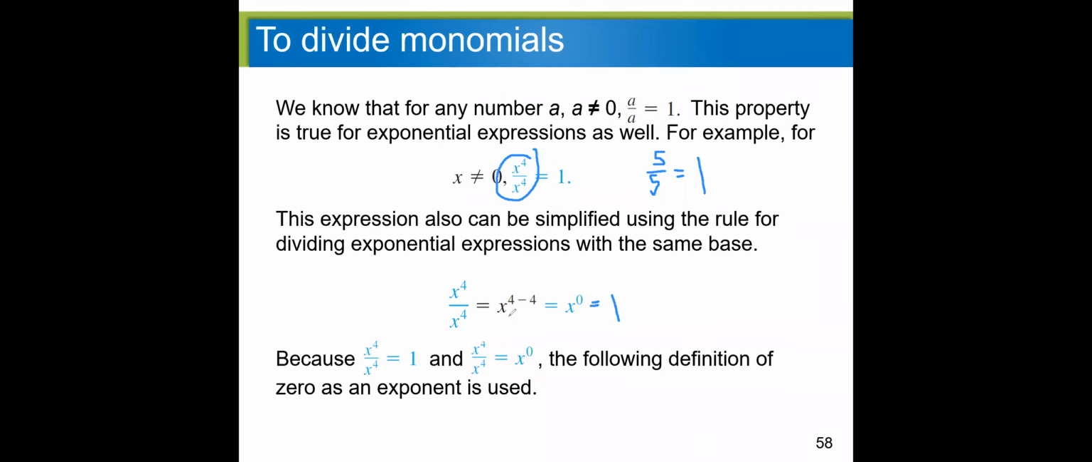And we also know that if you divide exponents, you subtract them. So 4 minus 4 becomes 0, right? And that's also equal to 1. Therefore, x to the 0 equals 1.